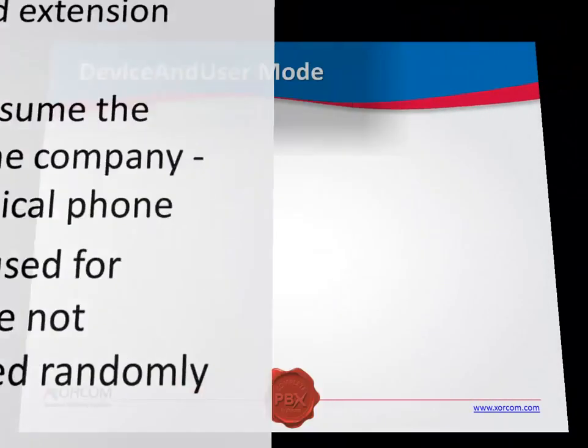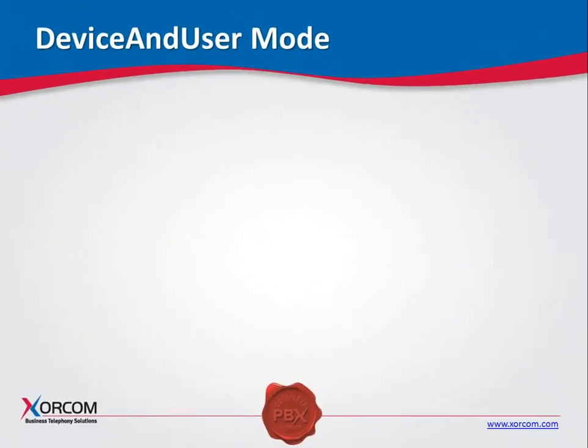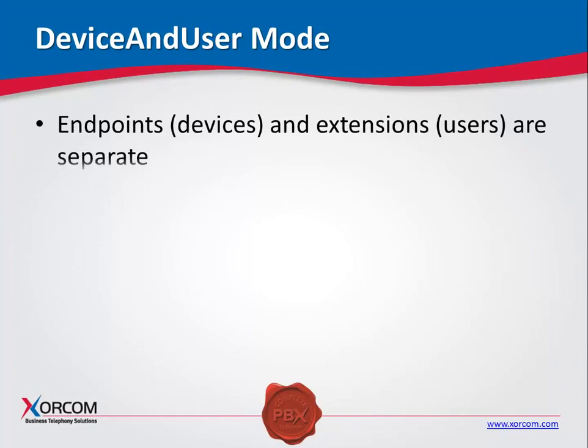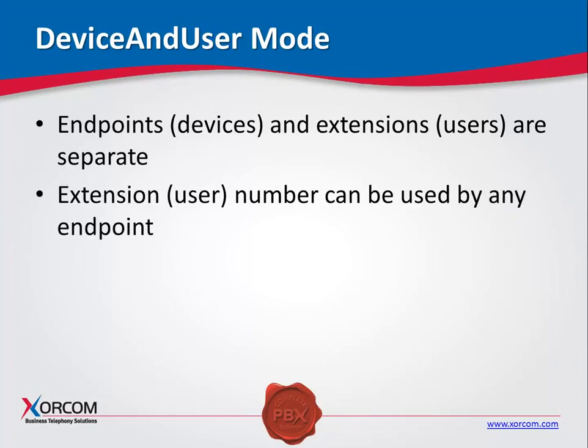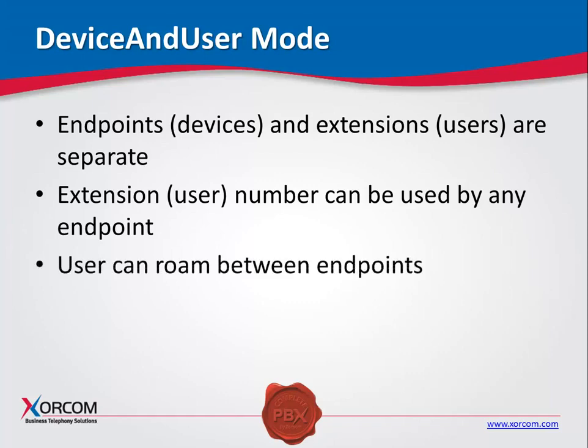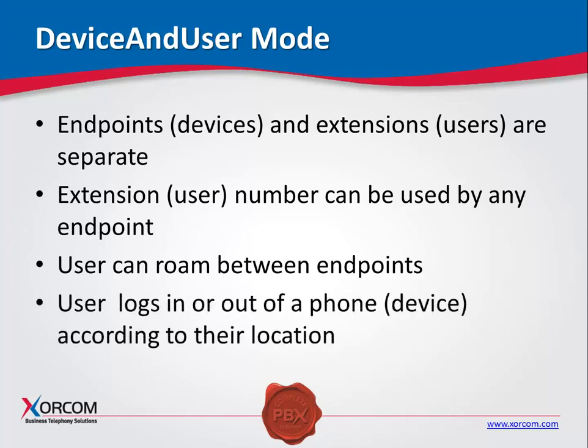The second option is device and user mode. In this mode, the endpoint device is not paired with a specific extension number. The actual extension number can be applied to any endpoint in the system. This allows the user to roam between endpoints, using the one that is most convenient at any given moment. In this mode, the user logs in and out of the phone to activate and deactivate the relationship between the extension number and the device.